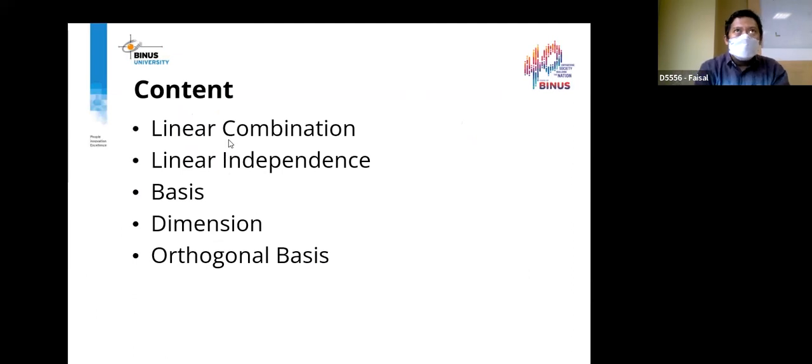Before we know what a basis is, we must know what a linear combination and linear independence are. After that, I will introduce the basis of a vector space, and from the basis we can define the dimension. And there is also a special basis in vector space. If our vector space is also an inner product space, then there is a special basis called the orthogonal basis. So in this session and the next, session 5 and session 6, we will learn all about the basis of a vector space.